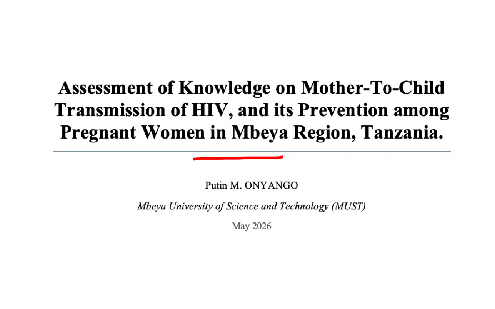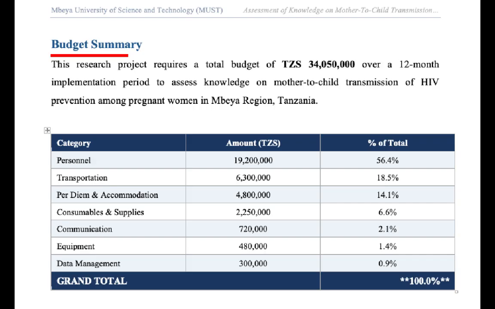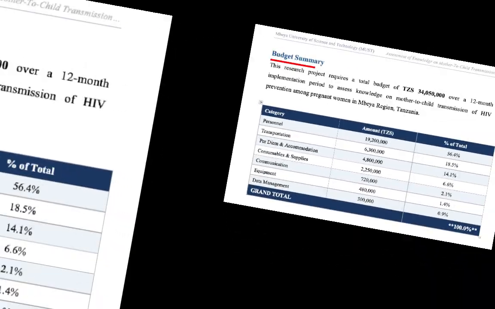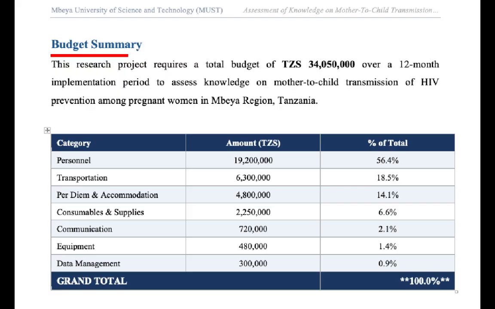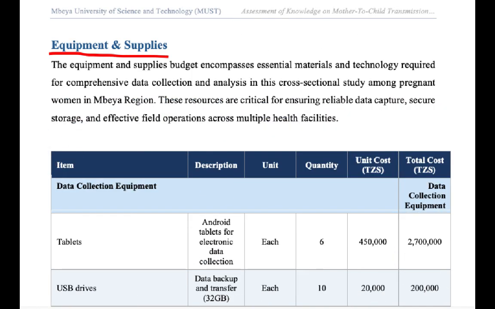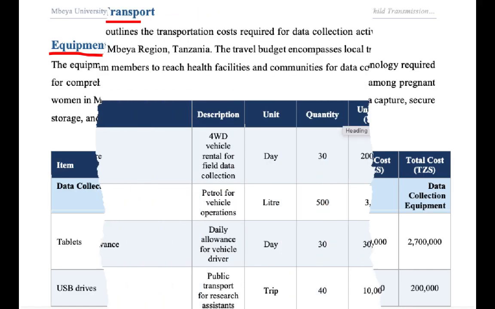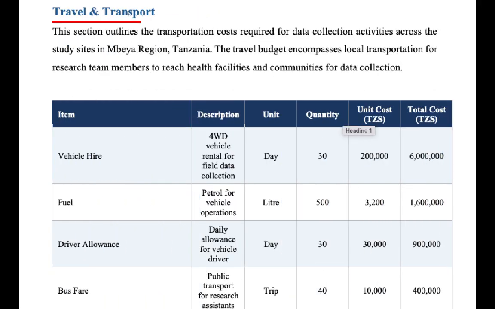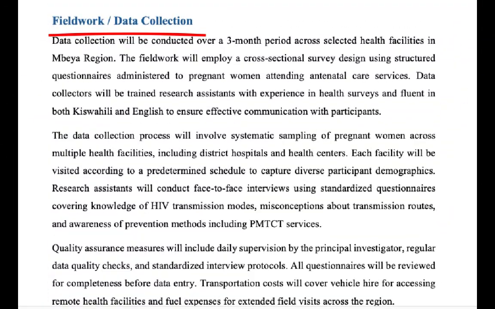The system generates a budget master plan with all locked figures, a budget summary with category breakdown, detailed personnel, equipment, travel, fieldwork, services, and overhead sections, each with properly formatted markdown tables, including item, description, unit, quantity, unit cost, and total cost columns, followed by a consolidated budget table that aggregates everything, and finally, a budget justification narrative explaining every major expenditure.